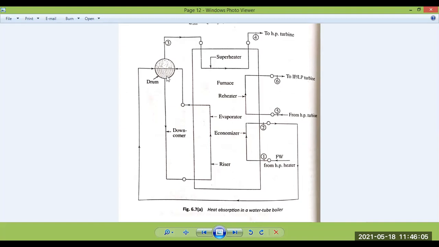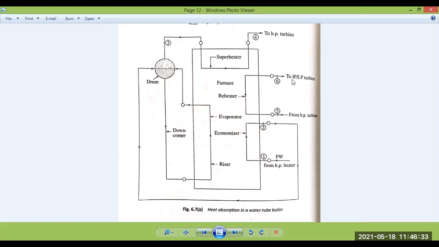And the steam coming out from the boiler drum goes to the first superheater, which is heated by the furnace. Then the superheater goes to the high pressure turbine itself. Inlet is from here to outlet from the reheater. Another is, and the main is from the high pressure heater.